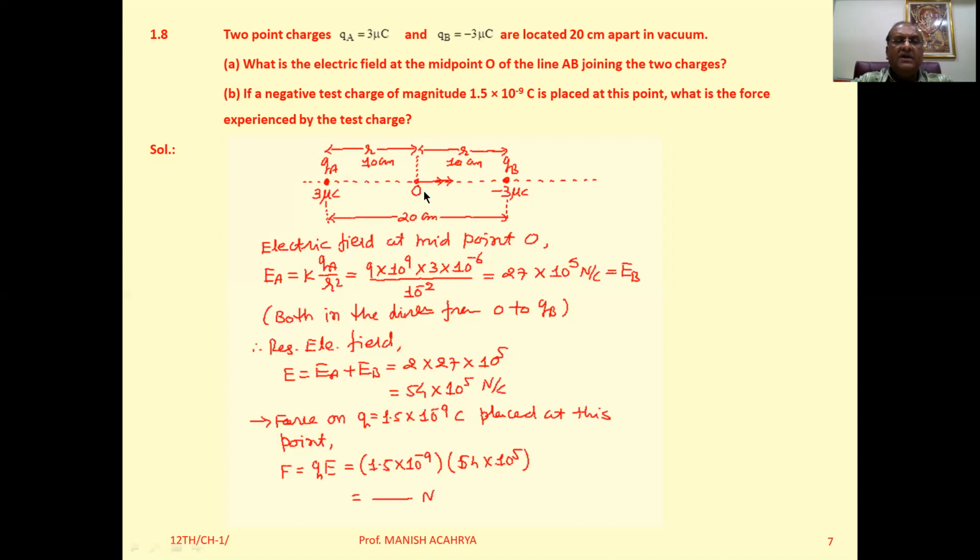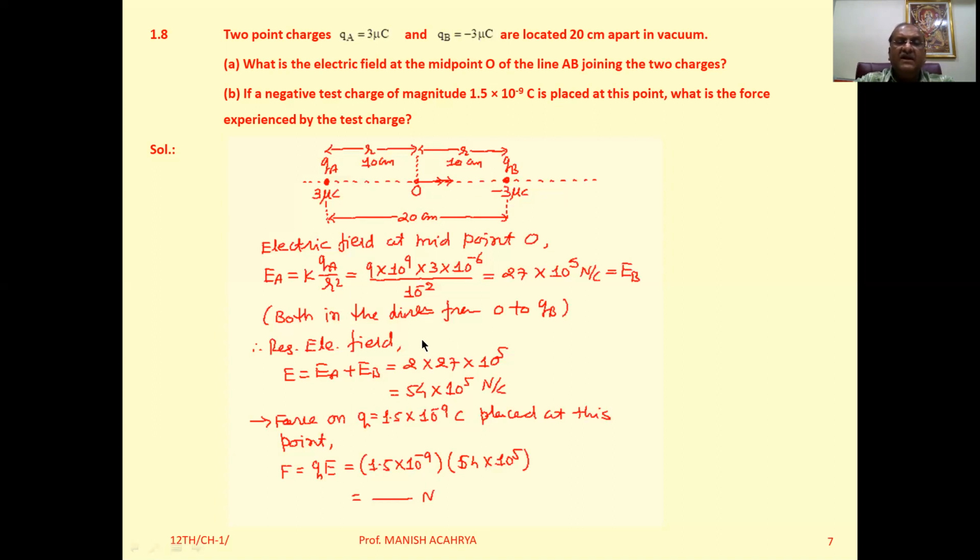But here, if we think about the direction of electric field, then QA is positive charge. So electric field is in outward direction, that is in the direction from O to QB. Now charge QB is negative. So due to that, the electric field is towards the charge. So due to QB also, the electric field is in the direction O to QB. It implies that both the fields are in the same direction O to QB.